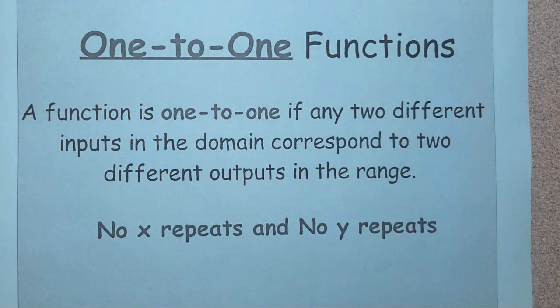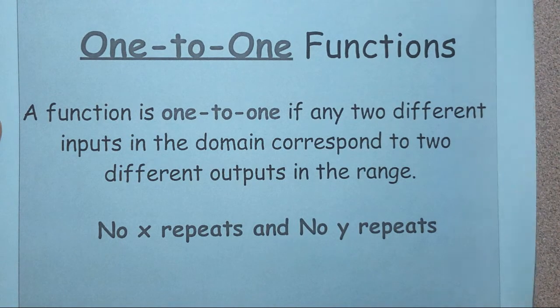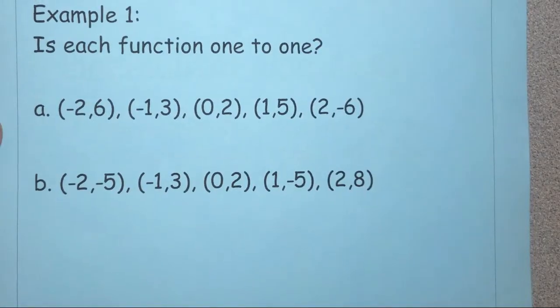All right, today we're going to be talking about inverse functions, and the first thing we're going to review is what it means to be a one-to-one function. A function is said to be one-to-one if any two different inputs in the domain correspond to two different outputs in the range. So all that really means is not only are the x's not repeating, but also the y's aren't going to repeat. So here's an example.